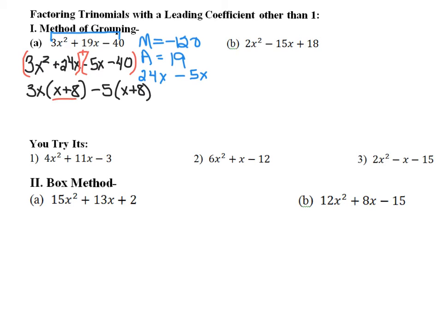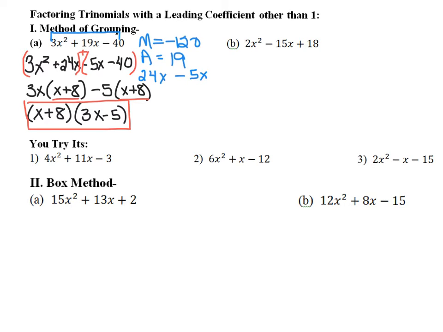Remembering from grouping, I'm going to look for two that match. So the x plus 8 is my common binomial factor, and I'm left with 3x minus 5. So my factors for 3x squared plus 19x minus 40 would be this right here. And you can always check by foiling or double distributing to make sure that you get back to that original trinomial. Let's do another one together.